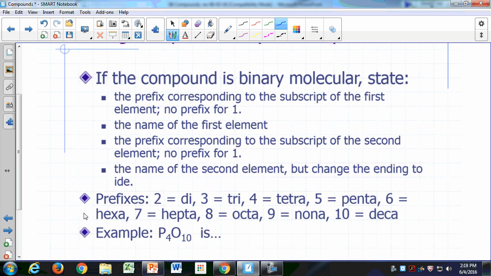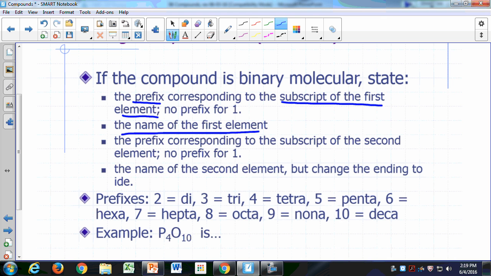Okay? If a compound is binary and it happens to be a molecular compound, the only thing you need is one of the easiest formulas to read. You state a prefix that corresponds to the subscript of the first element. If the subscript happens to be 1, you don't use a prefix. You don't use mono. Then you state the name of the first element.